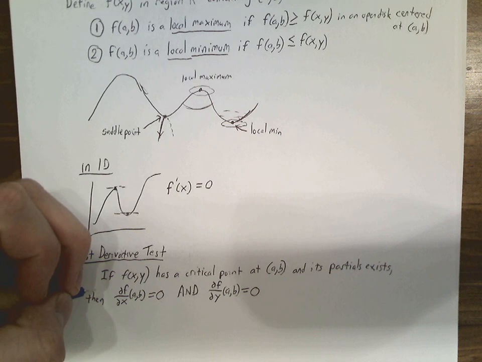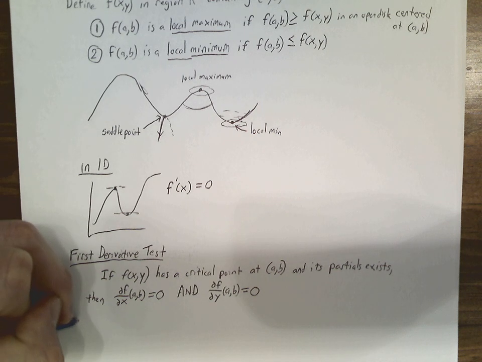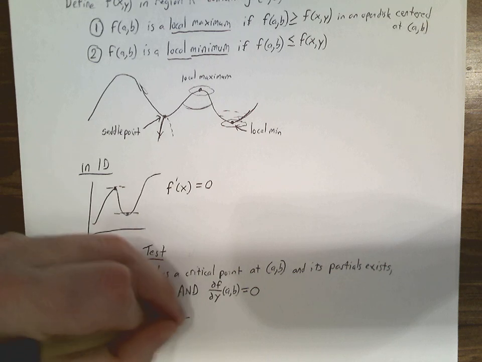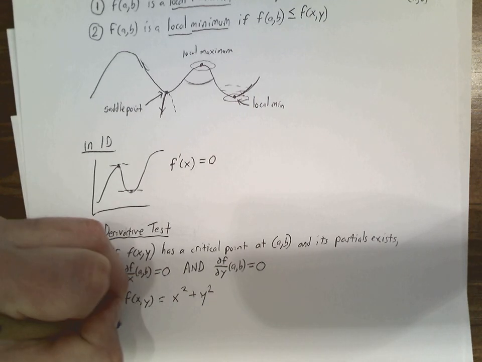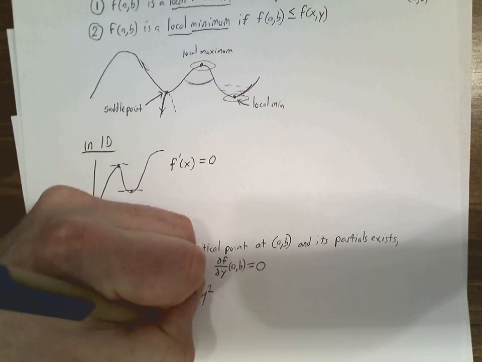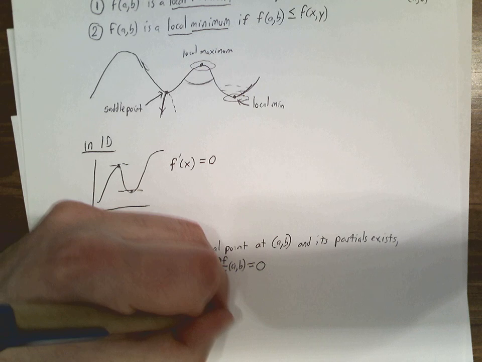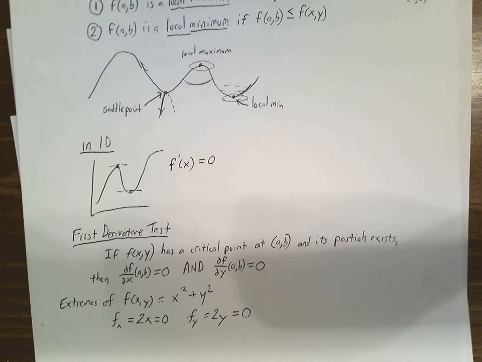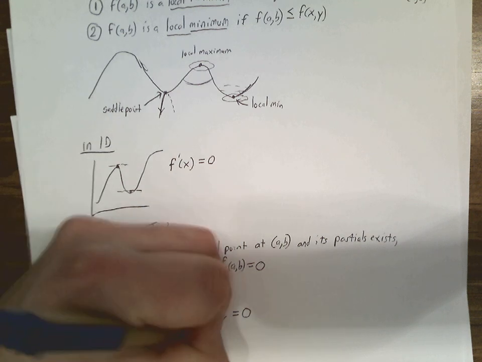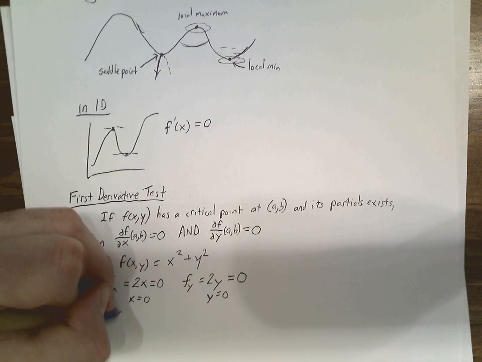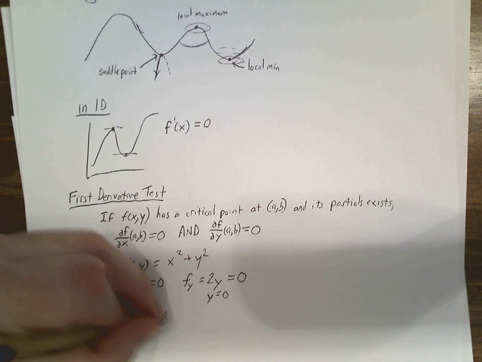Let's try an example. We want to find the extremes of the function f of x and y equals x squared plus y squared. Well, we can take the partials. f sub x, the other partial notation, is just going to be equal to 2x. f sub y is going to be equal to 2y. We set these equal to 0, and we find that both are solved when x is equal to 0 and y is equal to 0. So our point (a, b), where this critical point occurs, is (0, 0). It's the origin.